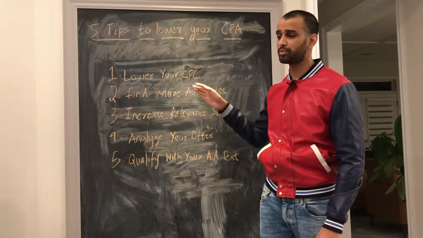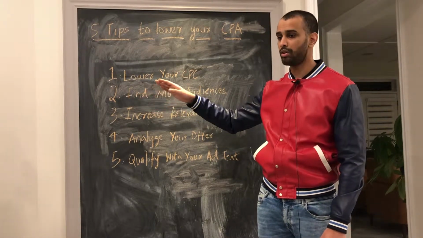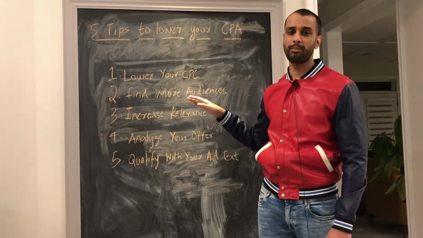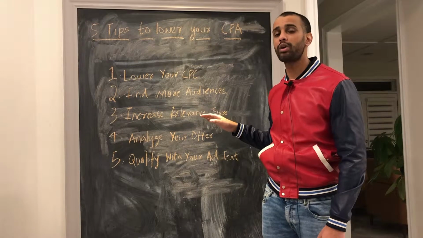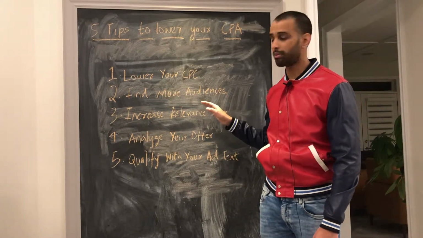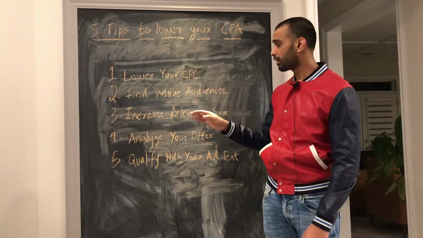So find more audiences, because you never know if you're running an add to cart, or let's say a page view lookalike audience, maybe an add to cart will work better. Maybe your initiate checkout will work out better. Maybe your completed order form lookalike would work better. So that's the best way to do that, to lower your cost per acquisition.